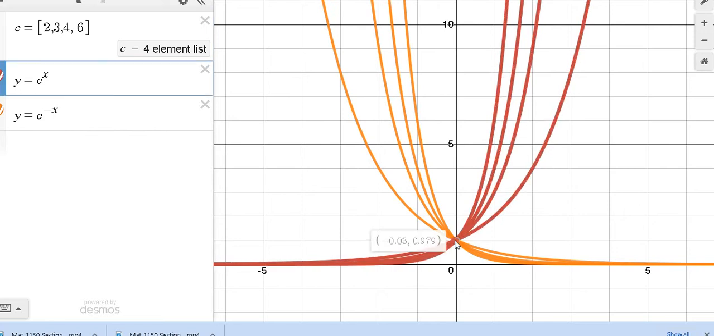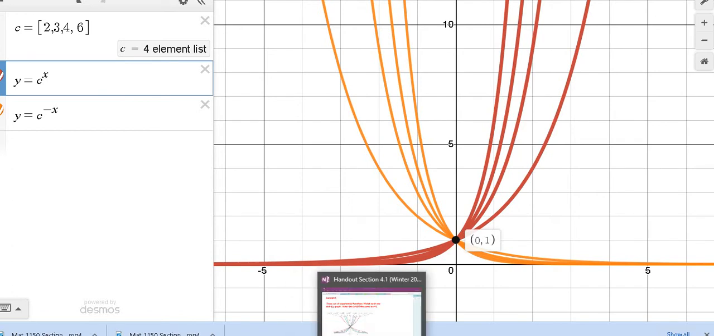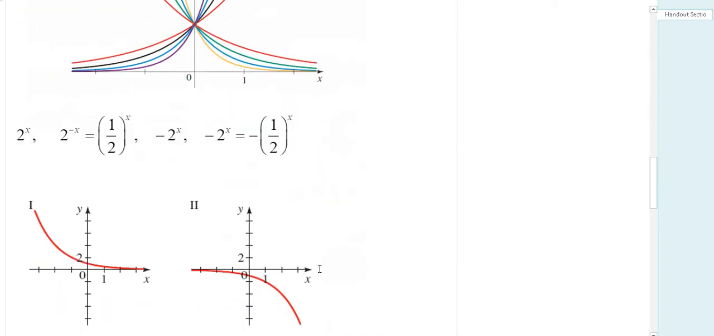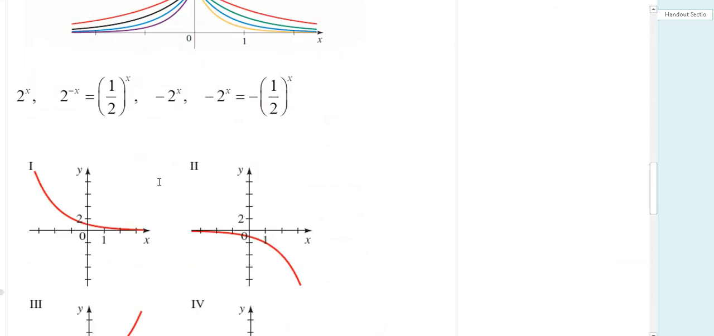All of them. I mean all of them pass through that point, 0, 1, right? So beautiful. Now, part of what I'm going to want from you guys is the ability to shift graphs and work with shift graphs and understand what they mean.